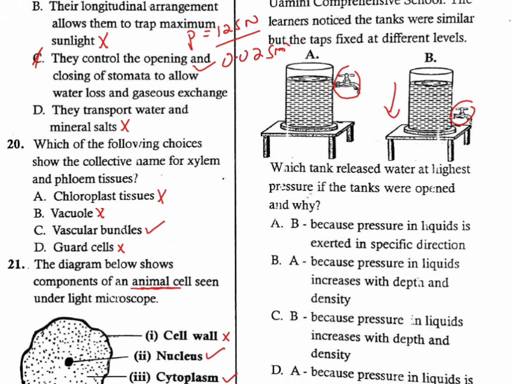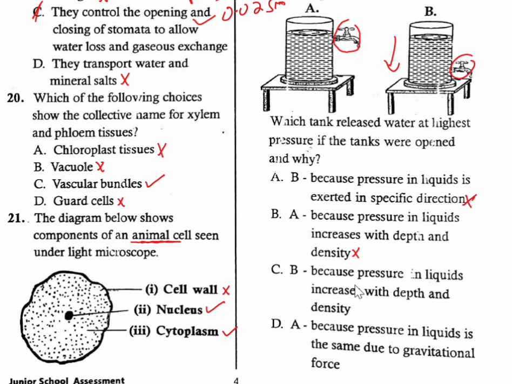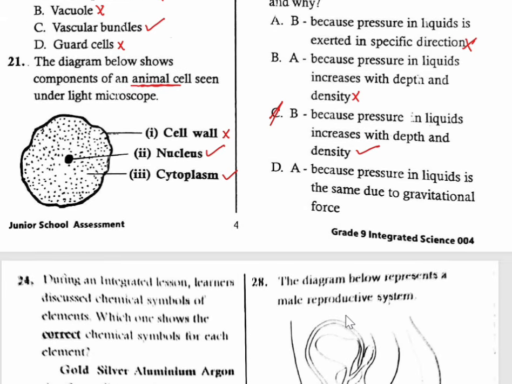The reason for B: option A says because pressure in liquids is exerted in a specific direction. This is not true. This one has said it is A, not true. But option C, for B, because pressure in liquids increases with depth and density. So this is the correct answer. Pressure in liquids increases with the depth and the density. Let's continue to question number 24.